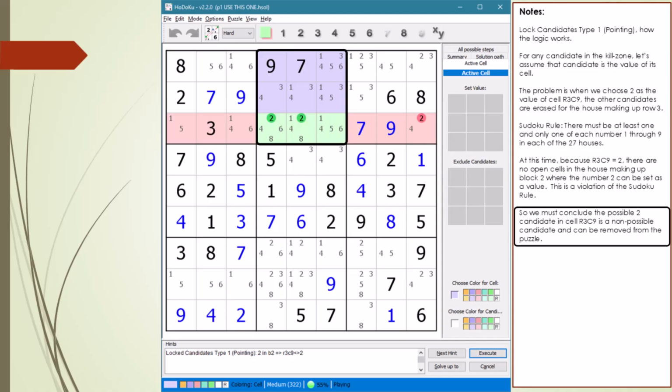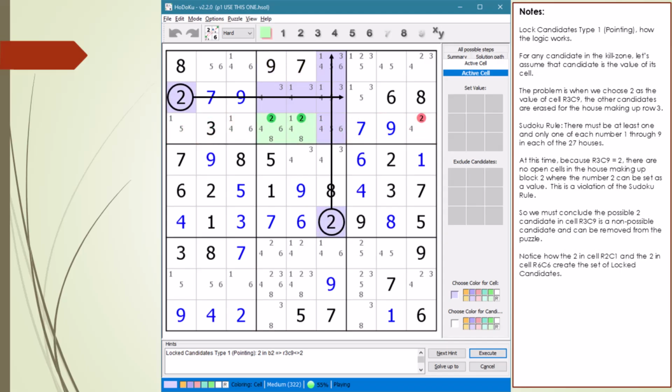Or the house making up block 2 will violate the Sudoku rule by not having at least one of each number in its house. This is what makes the lock a lock. If we do not choose one of the candidates in the lock part, the block house will be missing a number. Notice how the 2 in cell 2, 1 and the 2 in cell 6, 6 create and define the set of lock candidates we find in the house making up block 2.